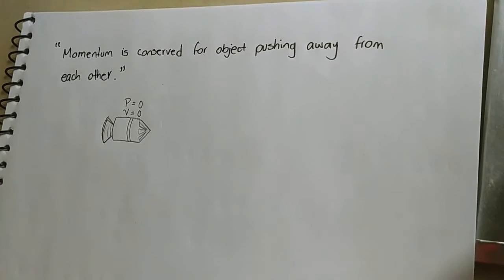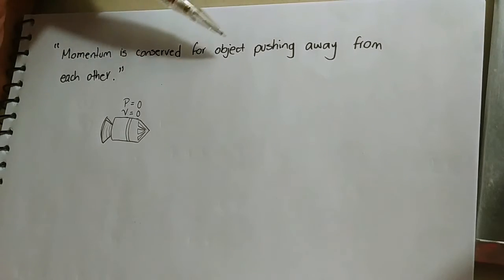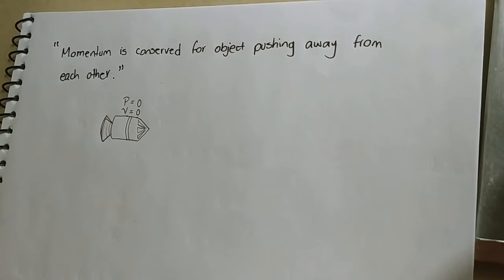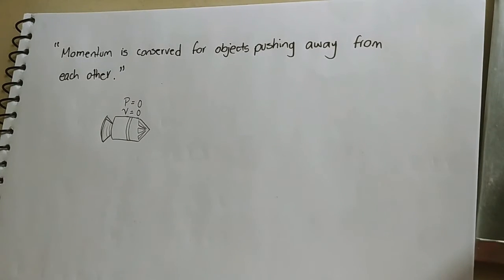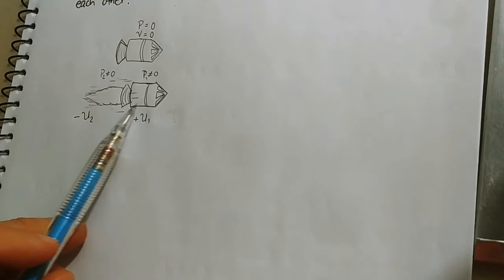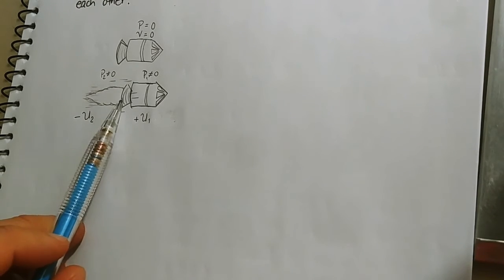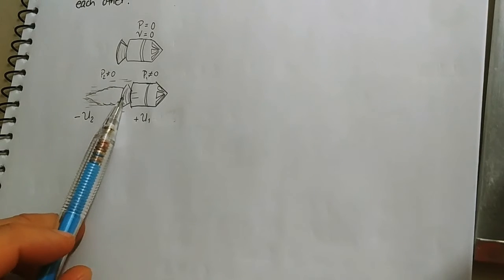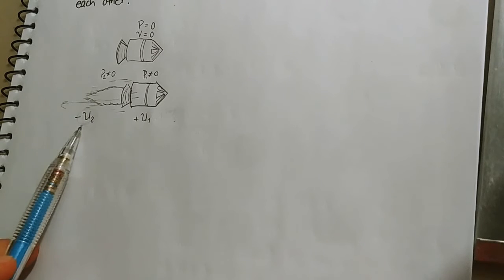Another thing to mention is that momentum is conserved for objects pushing away from each other. As you can see, we have a spaceship which is not moving. That means that the momentum of the spaceship is 0. As soon as the object starts to gain momentum, that means it begins to move, it has to use combustion, it has to expel something in the opposite direction. That is the fuel of the spaceship.